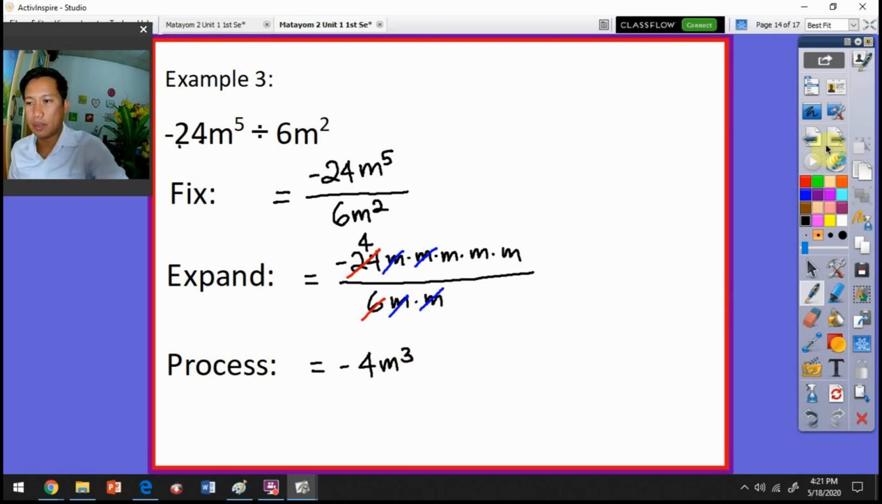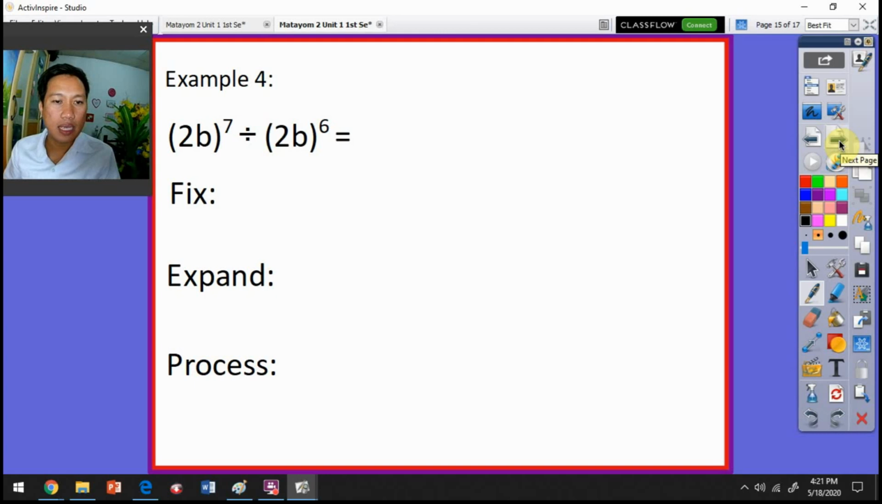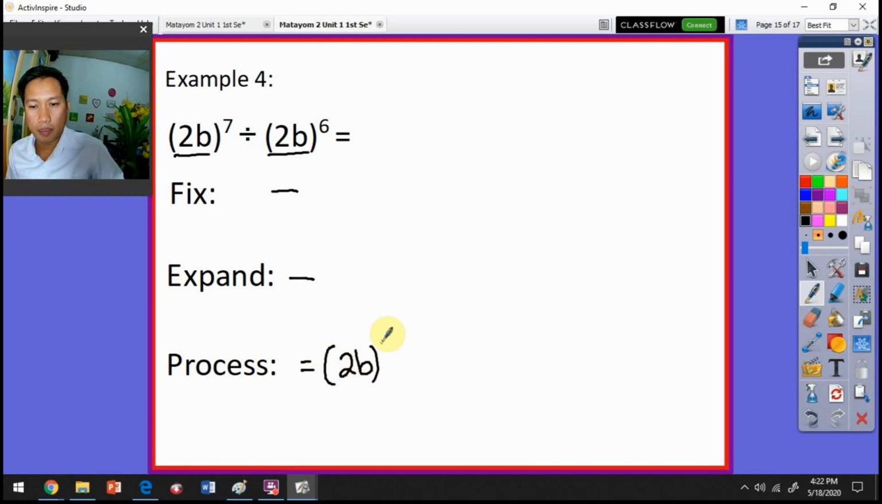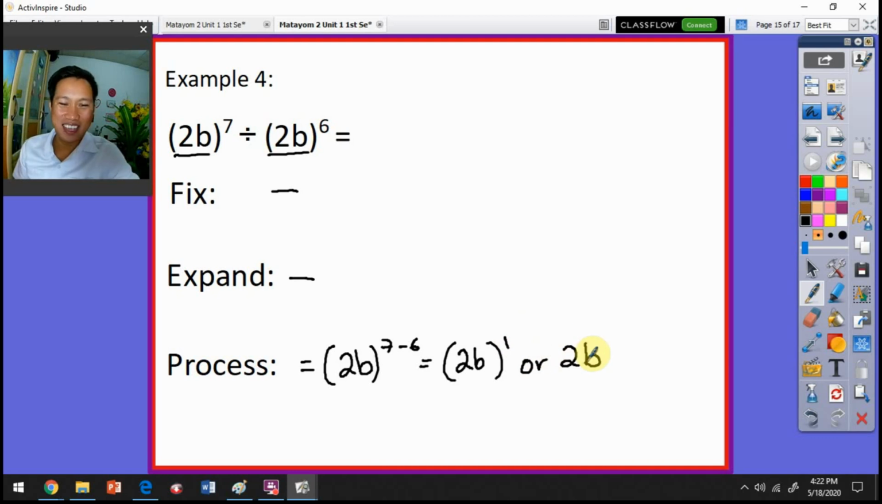All right, very nice. Let's have example number 4. Quite simple: you have 2b to the power of 7 divided by 2b to the power of 6. They have the same base, so we don't need to fix it or expand it. We can just write the last process: 2b to the power of 7 minus 6 is equal to 2b to the power of 1, or just write 2b. Very easy.